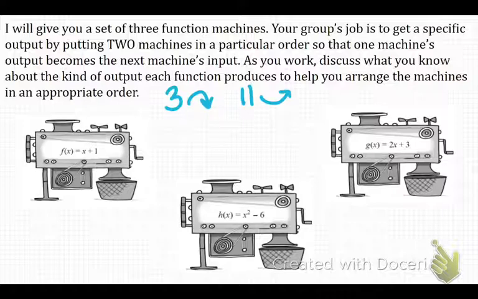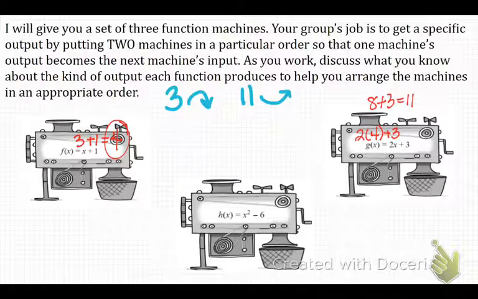F. Okay, we'll try F. So if I plug it into F, I have 3 plus 1, which is 4. So if I take 4 and try plugging it into H or G, now I need to get 11. Okay, let's try it in G. So I have 2 times 4 plus 3, which is 8 plus 3 is 11. Does that work?